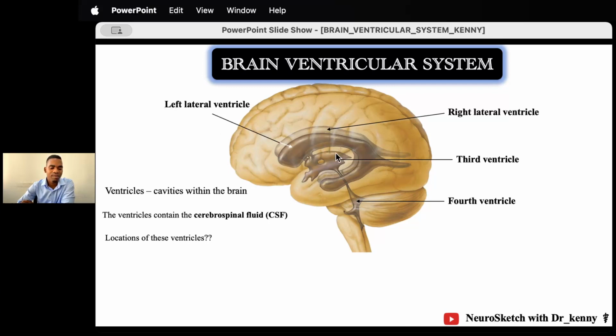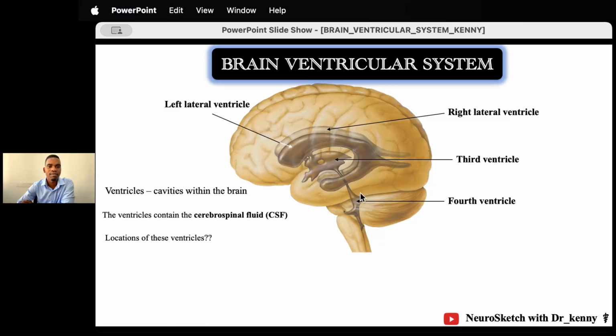And then within the diencephalon we have the third ventricle. And then the fourth ventricle is bordered superiorly by the cerebellum and the pons, and the floor of the fourth ventricle is made up by medulla. So these are the 4 brain ventricles.